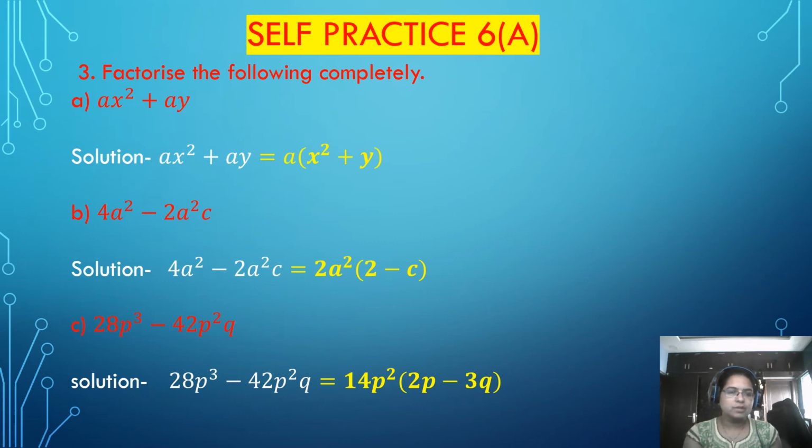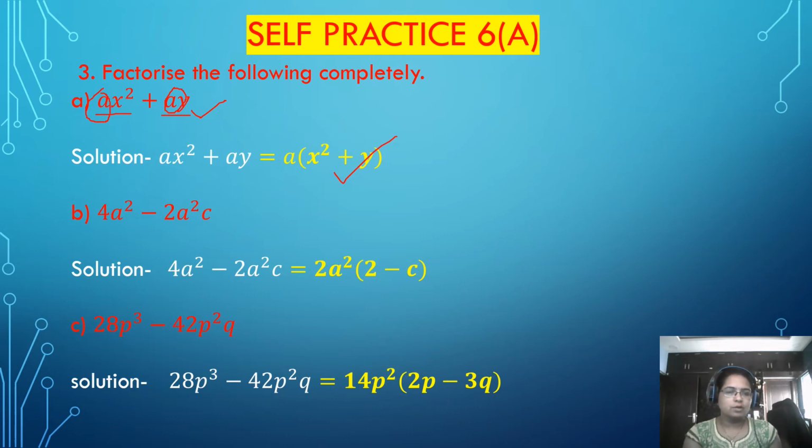Now we solve question number 3. Question number 3 is factorize the following expression completely. First part A is ax square plus ay. Here in this expression a is the common factor. In the first term a multiplied with x square is ax square, and a multiplied with y is ay. So here a is the common factor. So a multiplied with x square plus y, and x square plus y is written inside the parenthesis. So ax square plus ay is the product of a and x square plus y.